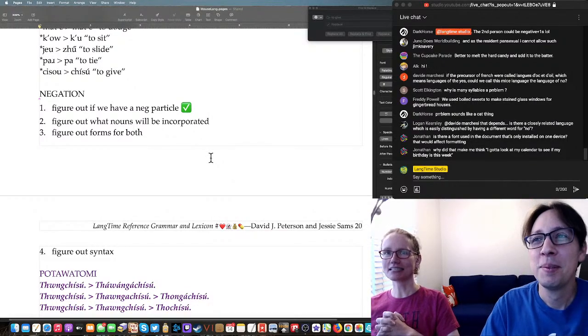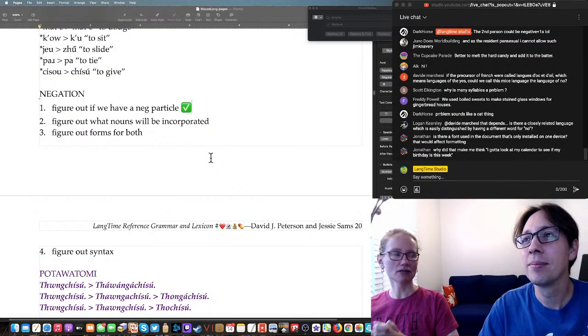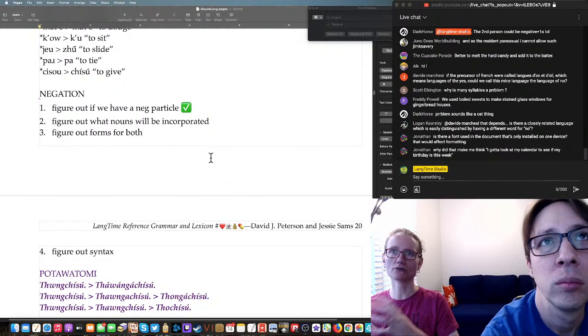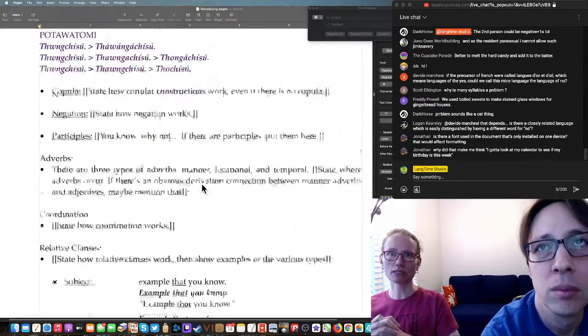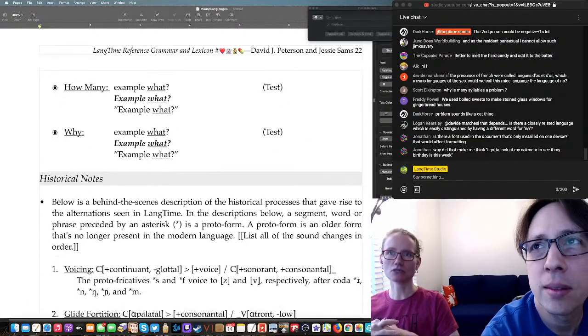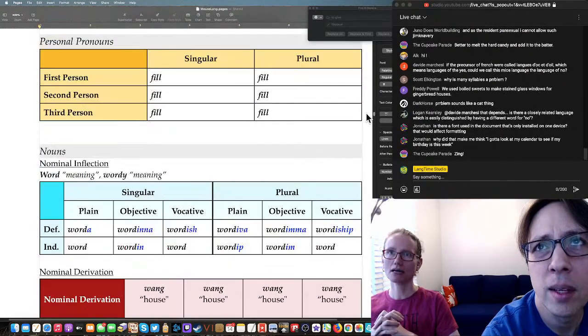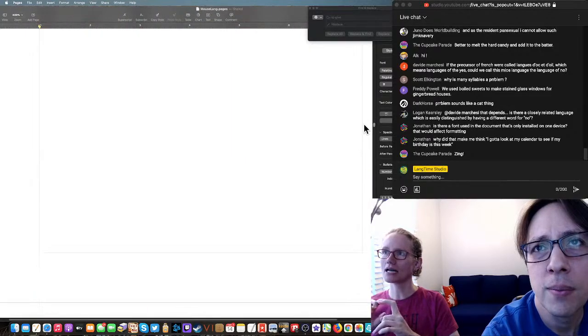Okay, so we're going to have a negative particle that's going to show up as a consonant that gets wiped out and affects tone. This is why nouns were later incorporated, because tone was the only distinction between a negative and a positive. And so I like it.